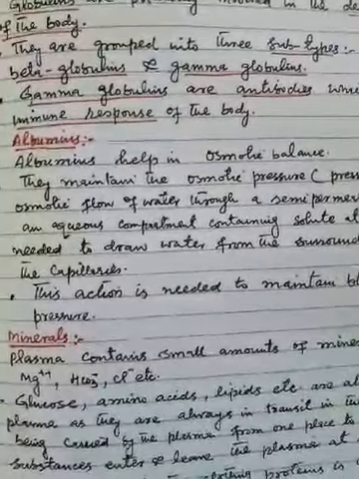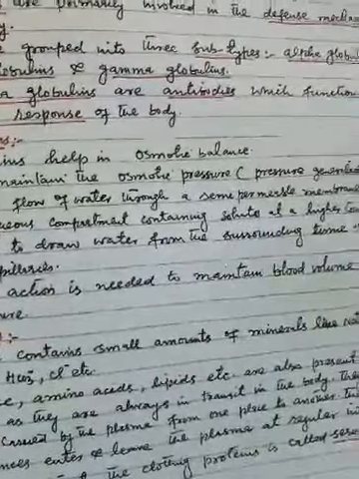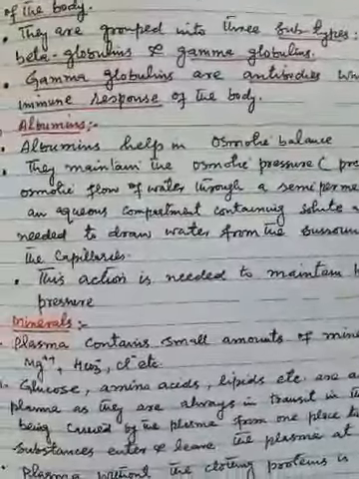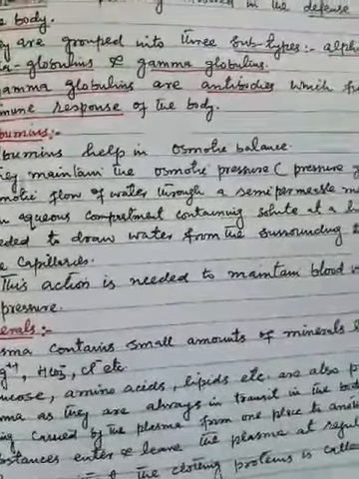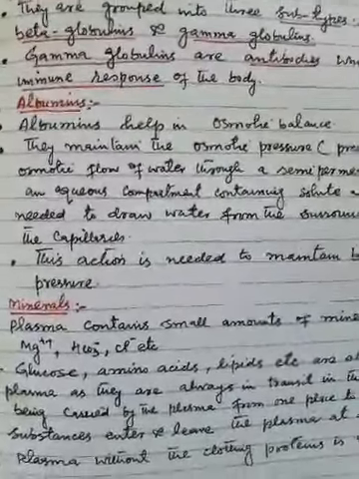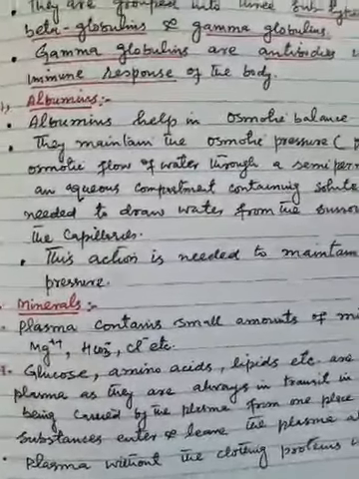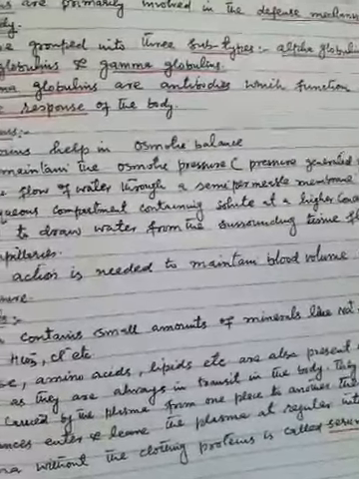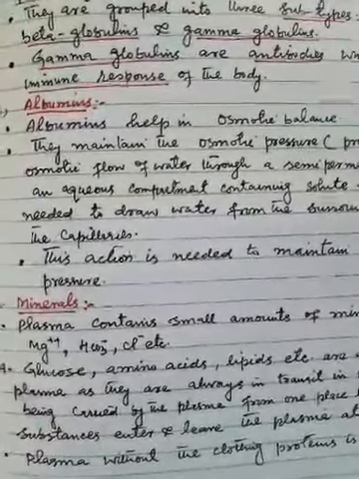So, albumins maintain the osmotic pressure needed to draw water from the surrounding tissue fluid into the capillaries. This action is needed to maintain blood volume and blood pressure. The minerals. Plasma contains small amounts of minerals like sodium, calcium, magnesium, bicarbonate, chloride, etc.